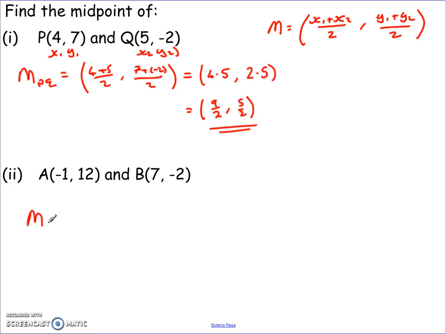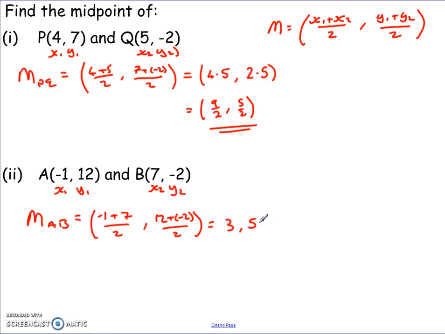Now the same with this one, midpoint of AB. Same formula, same set of steps. Label the points, so there's x1, y1, and there's x2, y2. And then I plug them into my formula. So x1 plus x2, negative 1 plus 7 divided by 2, and then y1 plus y2, 12 plus negative 2 divided by 2. Negative 1 plus 7 is 6, 6 divided by 2 is 3, 12 plus negative 2 is the same as 12 minus 2, which is 10, and 10 divided by 2 is 5. So my midpoint there is 3, 5. Much more straightforward than the last one, no fractions involved. Calculating the midpoint is fairly straightforward.